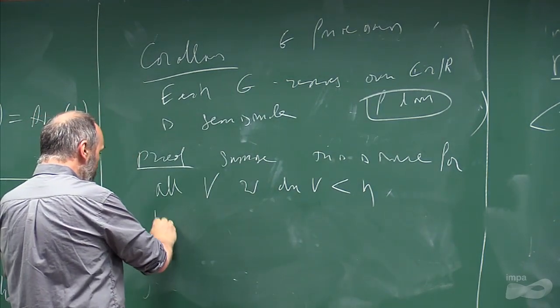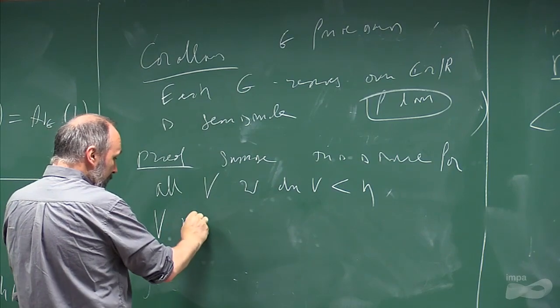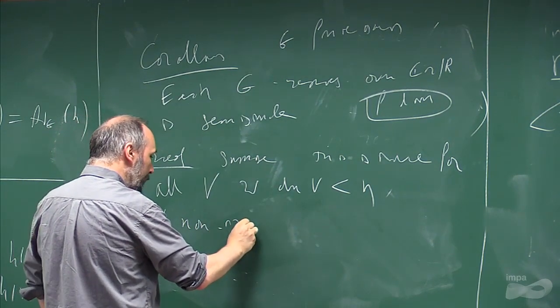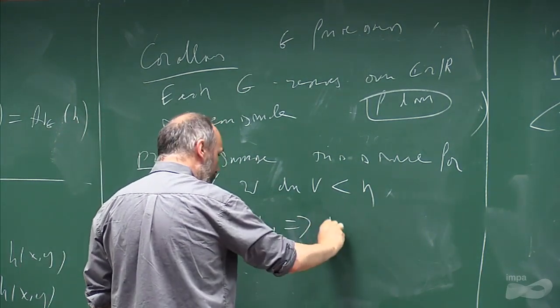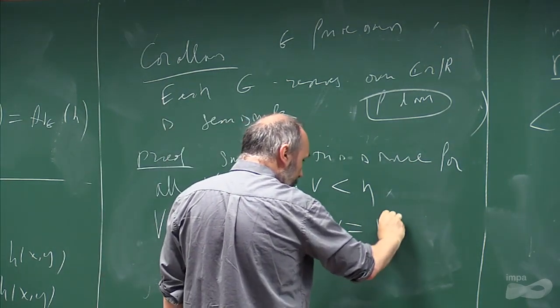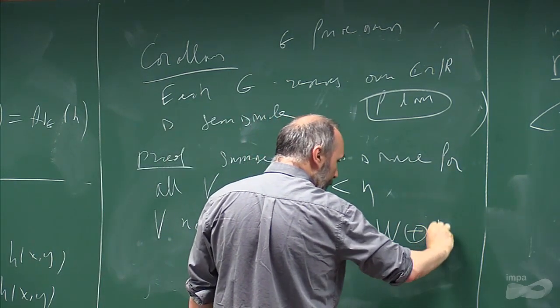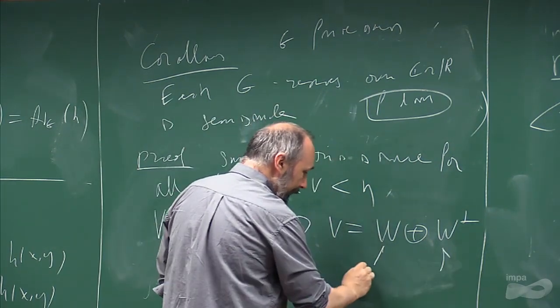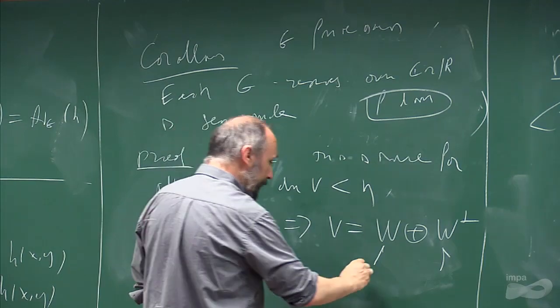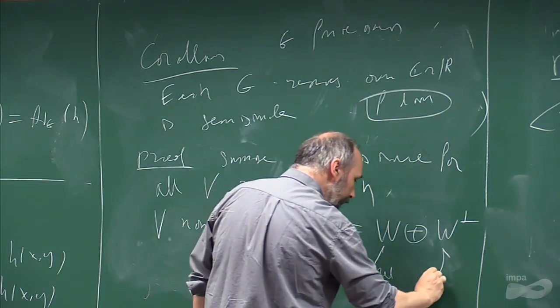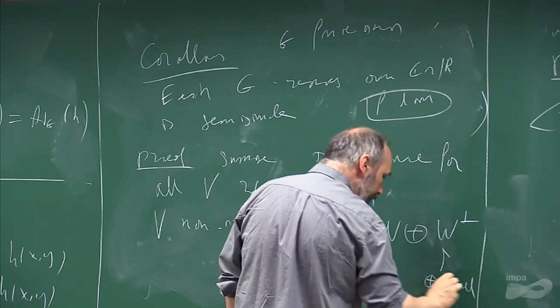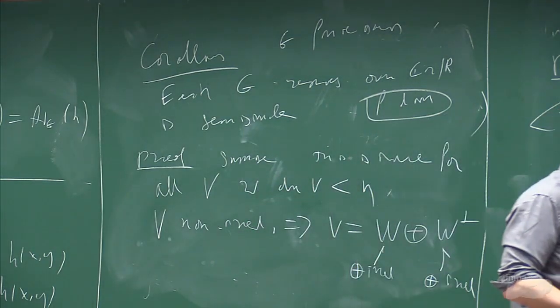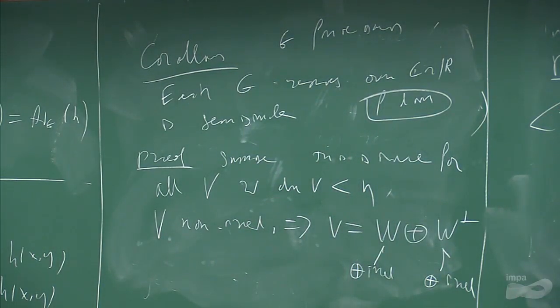Then, if you have V non-irreducible, then V is the direct sum of W plus W orthogonal. And this and that are direct sums of irreducibles by induction. So every representation is semi-simple.